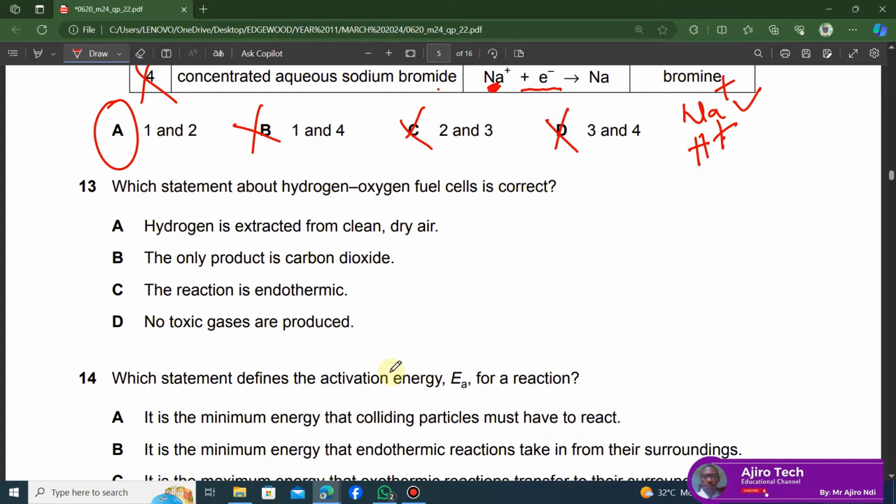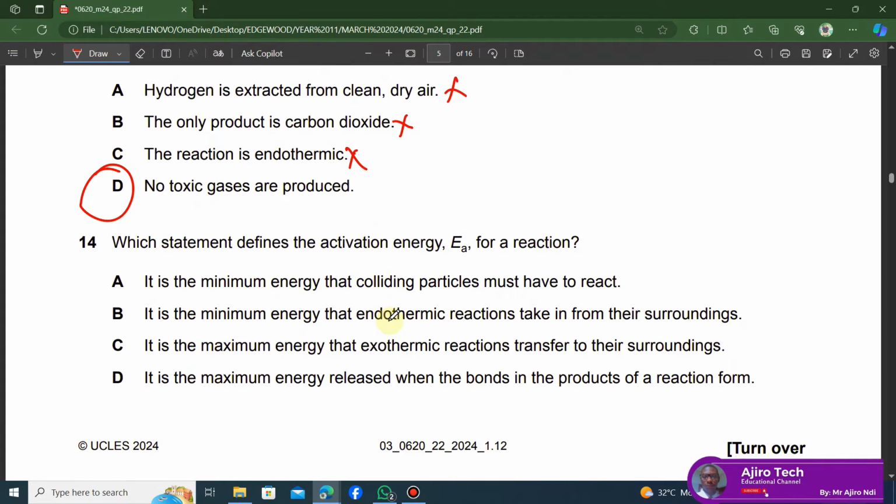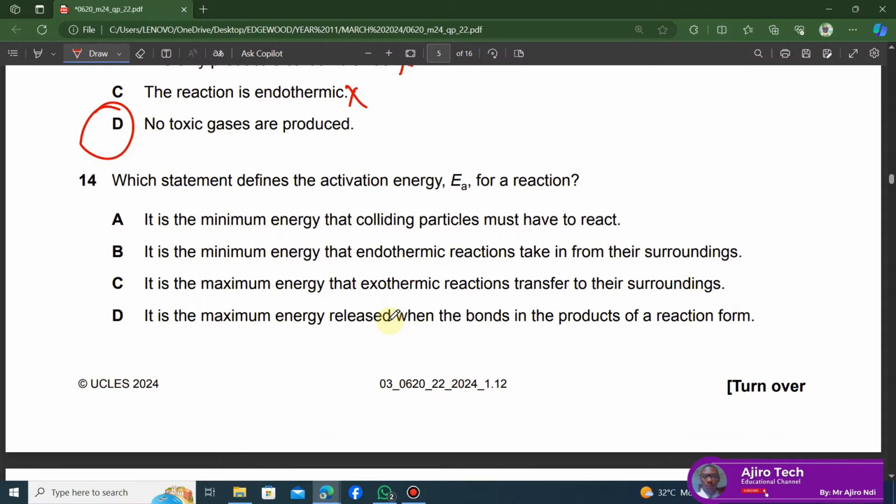Which statement about hydrogen-oxygen fuel cells is correct? Hydrogen is extracted from clean dry air, no. The only product is carbon dioxide, no. The product is water. The reaction is endothermic, no. No toxic gases are produced, yes. Okay, and that's what makes it a very good source of fuel. Which statement defines the activation energy for a reaction?